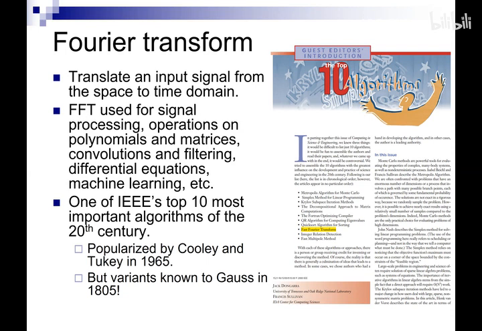Okay, so the FFT algorithm was popularized by these two people, Cooley and Tukey, in 1965. They discovered this algorithm, but they weren't the first to discover it. In fact, there have been different variations of this algorithm discovered even before Cooley and Tukey. For example, there was a variant known even back to Gauss in 1805.